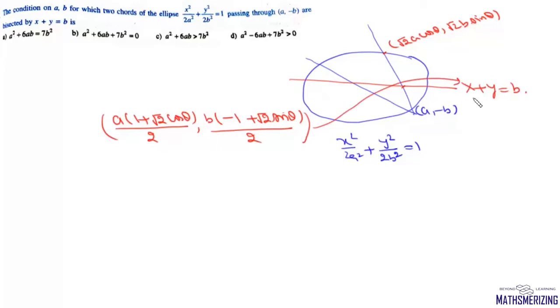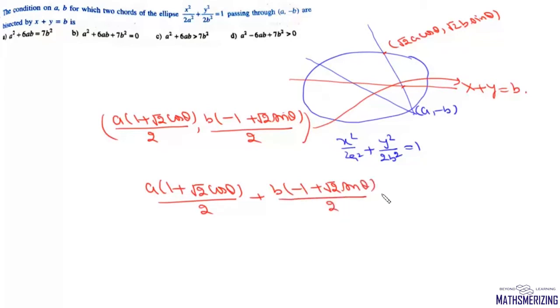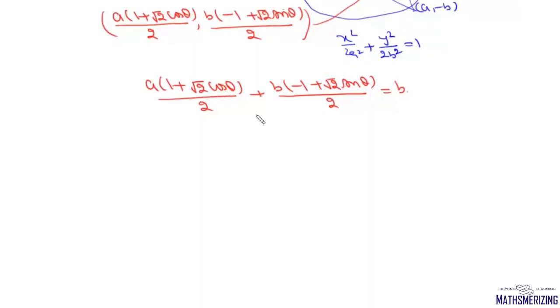So we'll put the values of x and y, then we'll get a(1 plus root 2 cos theta) upon 2 plus b(minus 1 plus root 2 sin theta) upon 2, and this value is equal to b. Now we'll multiply the 2 on the right hand side, and we'll take a and b on the right hand side as well. Then we can write a cos theta plus b sin theta will be equal to 2b plus b, 3b minus a, upon root 2.